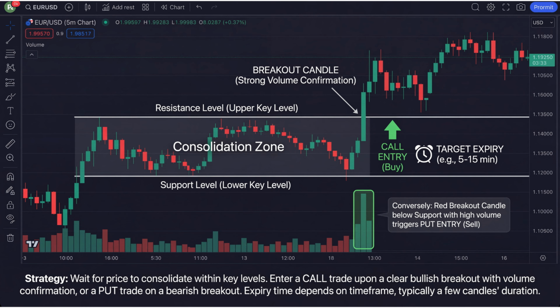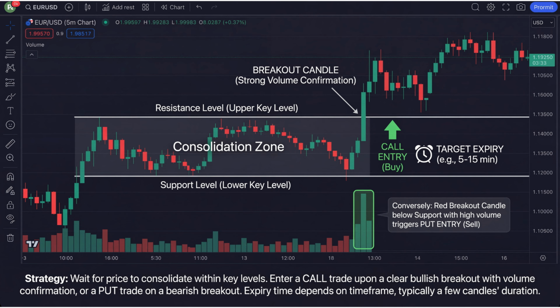Conversely, if a strong bearish candle breaks below the support level with high volume, it signals selling dominance and triggers a put trade. This strategy avoids false signals by combining price structure, breakout confirmation, and volume, making it effective in markets preparing for strong directional moves.